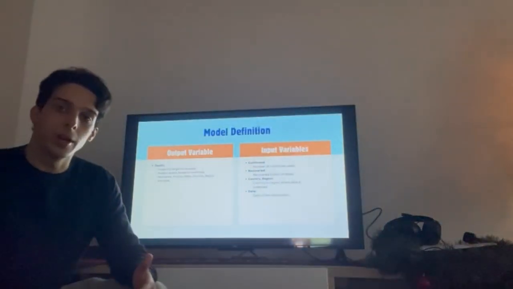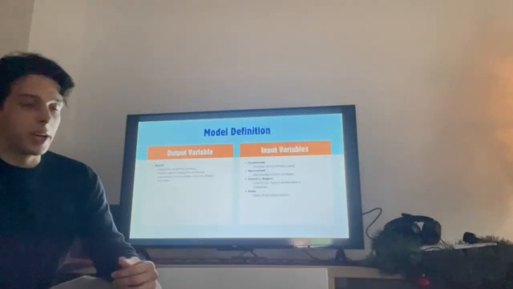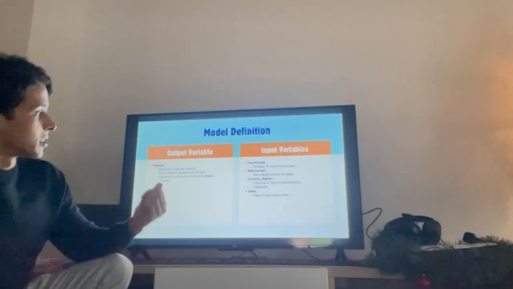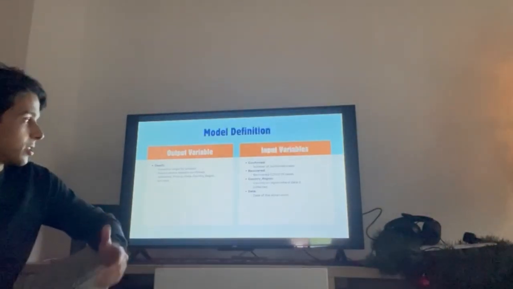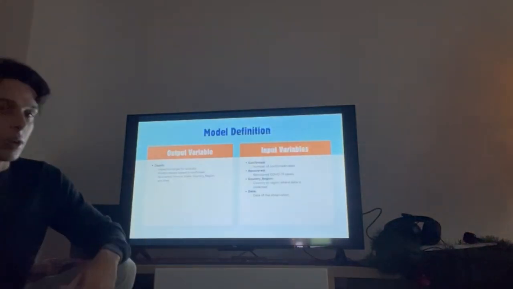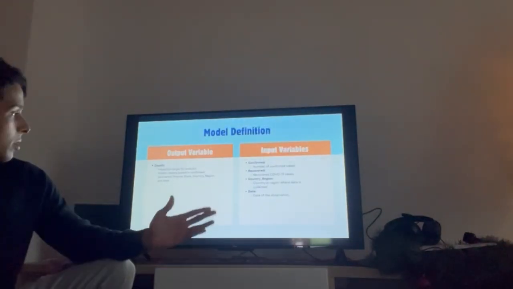Country region is where the case was detected. And the date is the date of observation. And as an output variable, we have death, which is the impactful target for analysis. And it predicts deaths based on country, date, and recovered.